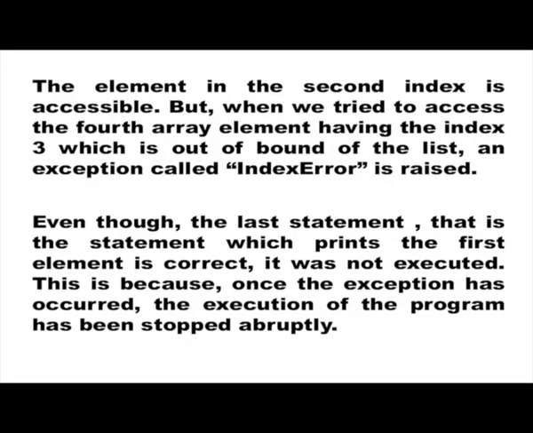Syntactically, there is no error in the script. The element at index 1 is accessible, but when we try to access the fourth element having the index 3, which is out of bounds of the list, an exception called IndexError is raised. Even though the last statement, that is the statement which prints the first element, is correct, it was not executed. This is because once the exception has occurred, the execution of the program has been stopped abruptly. Hope you understood what an exception is and how it differs from an error.